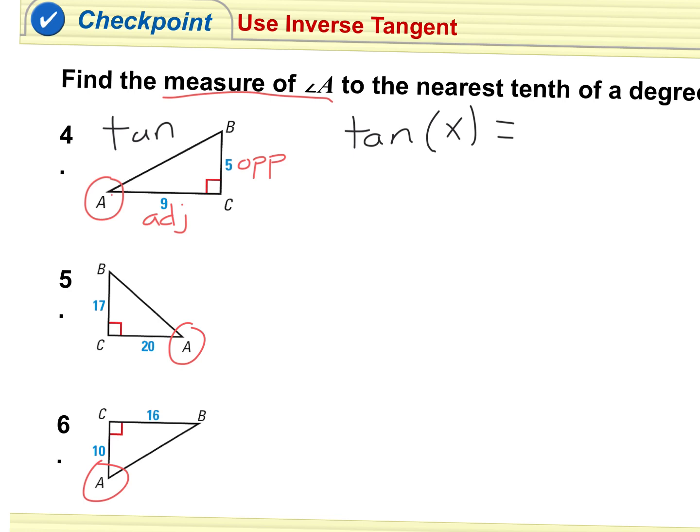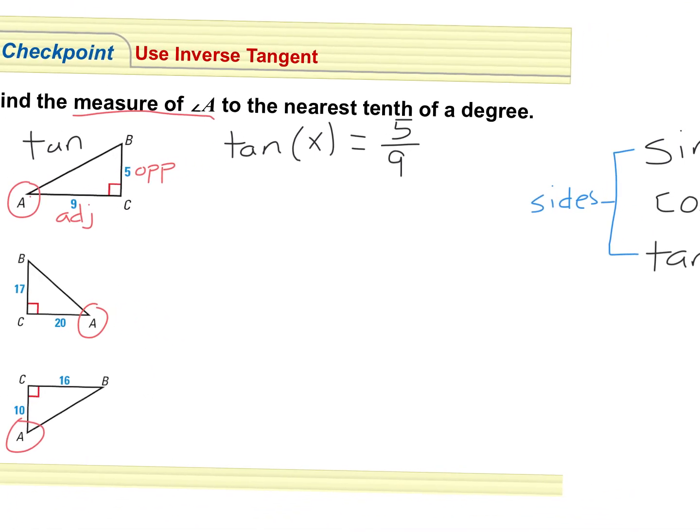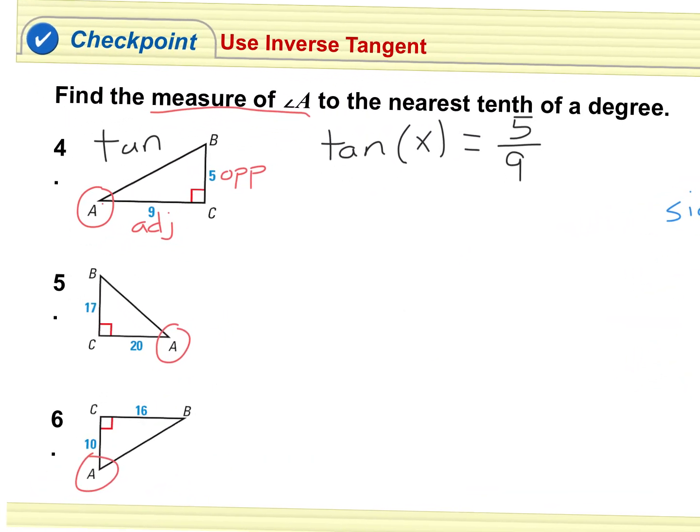What's opposite? 5. We labeled 5 as opposite. What did we label as adjacent? 9. Okay. How did we solve this last week? Last week we had something that looked like tangent of 30 equals x over 9. We put it over 1 and we cross multiplied. But can we do that with this one? Why not? Right, there's nothing there. We don't know what this angle is. So if we're trying to find a missing angle, we need to use the inverse.